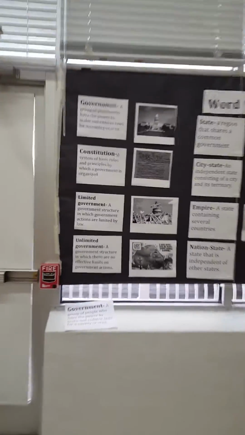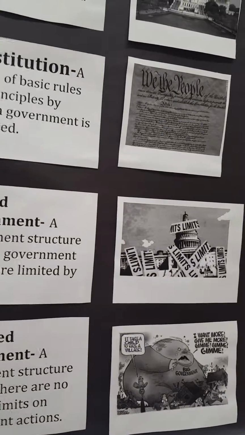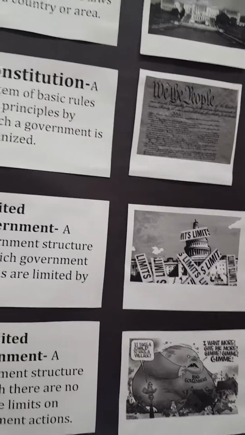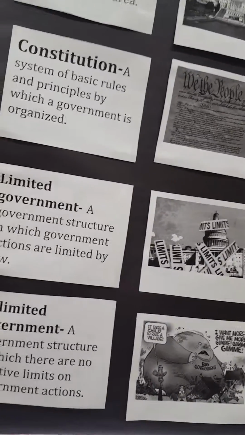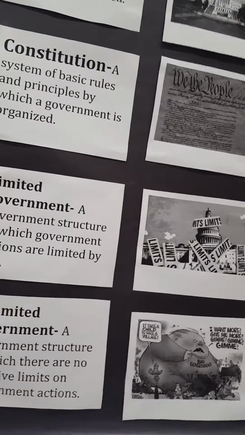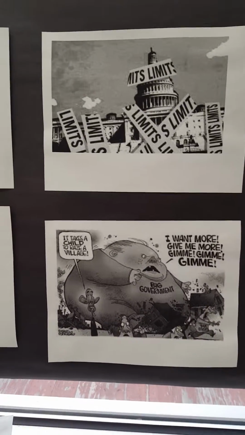That's the difference between a limited and an unlimited government. A limited government is limited. They can only do the things that are allowed by the people. In an unlimited government, the king or a dictator has complete power and can do whatever they want. They can be a fair ruler, or they could be like this giant baby.